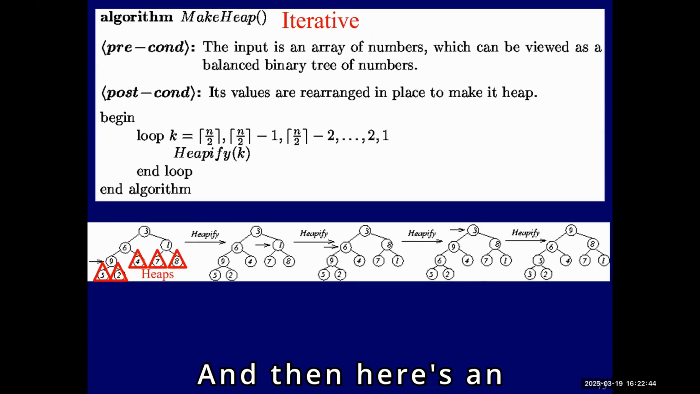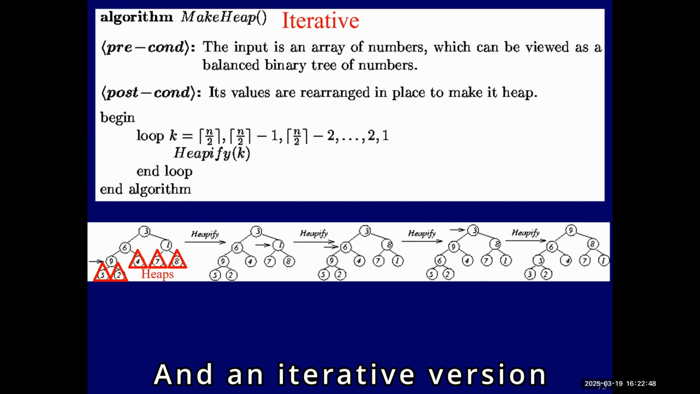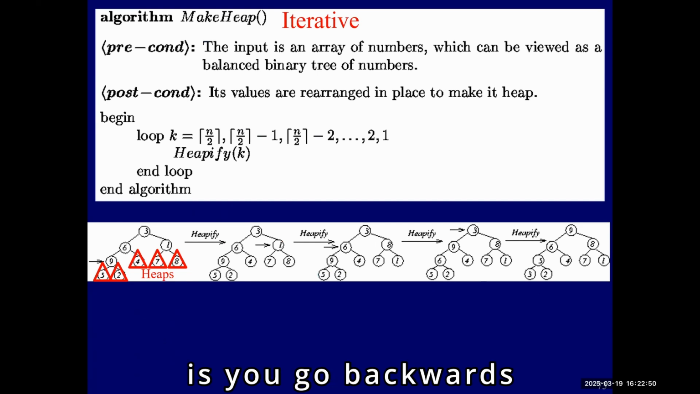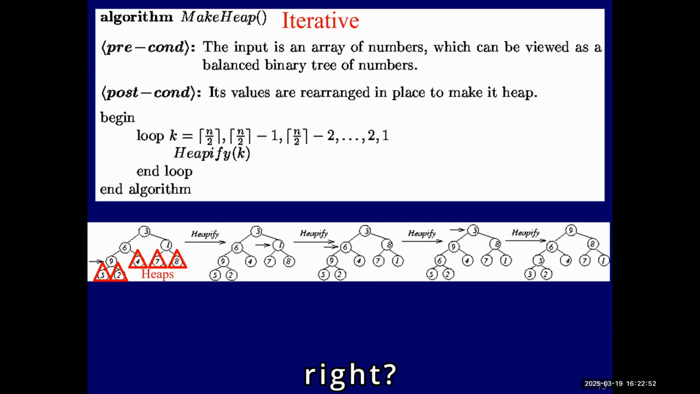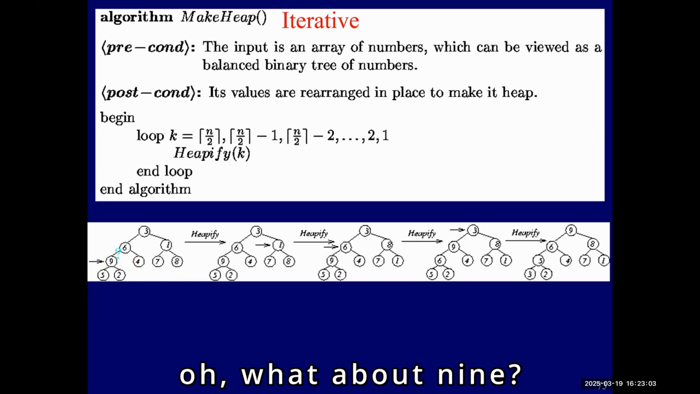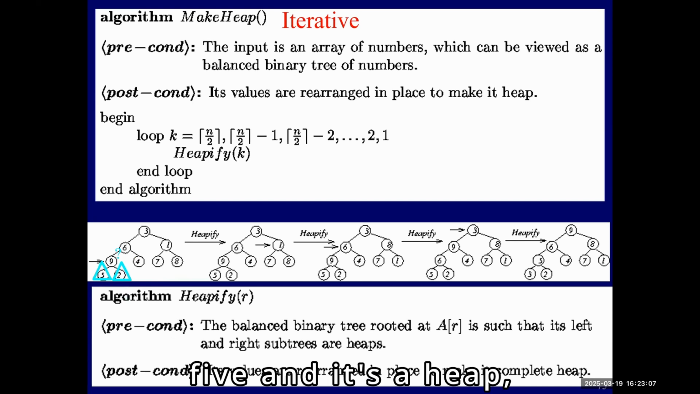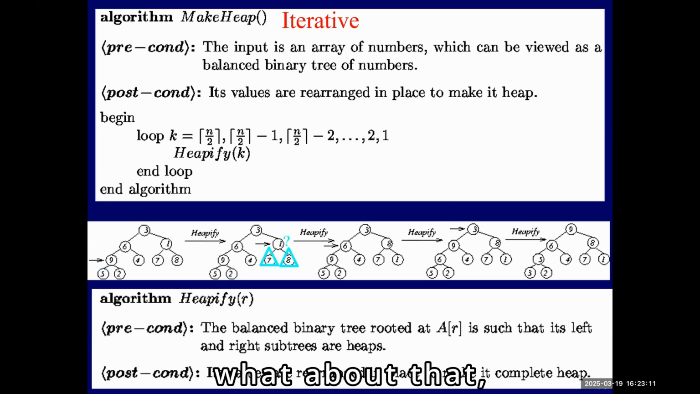Then here's an iterative version of it. An iterative version is you go backwards through the numbers. You first say, hey, these numbers, they're just one number, so clearly they're heaps. And then you say, oh, what about 9? Is it a heap? And you say, yeah, you call heapify, and it's a heap, right? And then you say, what about that?